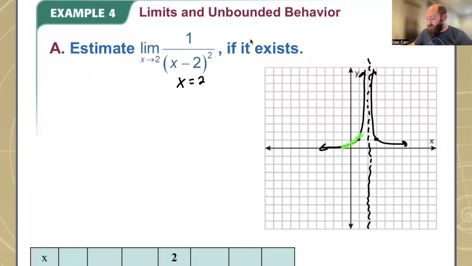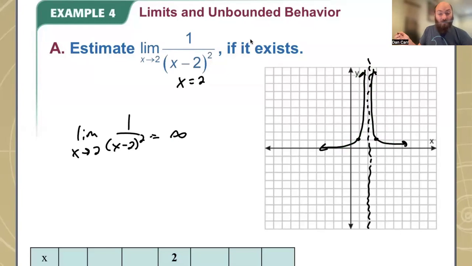Okay. So graphically, we're going to look at what does it do? As I approach from the left-hand side, I'm going up and up and up and up. As I come from the right-hand side, I'm going up and up and up and up. So that means I can describe this. The limit as x approaches 2 of 1 over x minus 2 squared is just equal to infinity because it's going to go up and up forever.